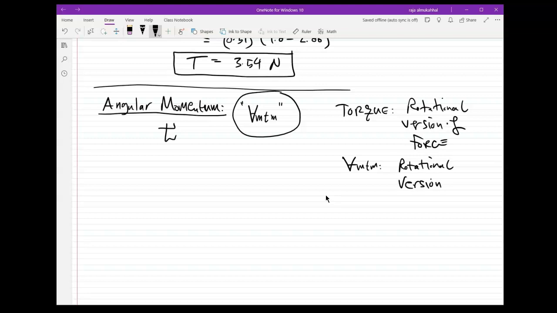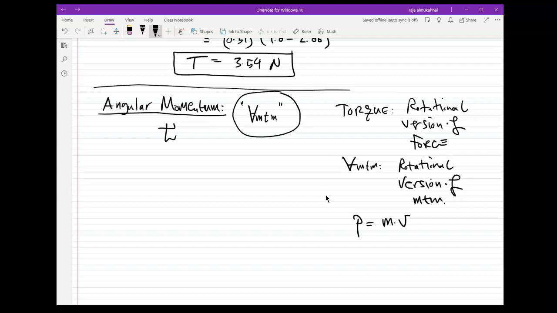We talked about the version of momentum, MTM. If you remember, momentum is the product of the mass times the velocity, right? And it gives you that collisional power of an object.